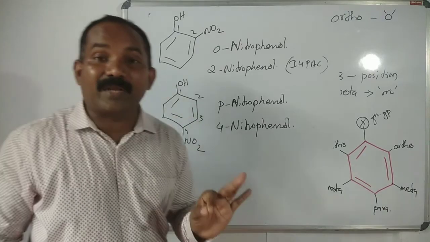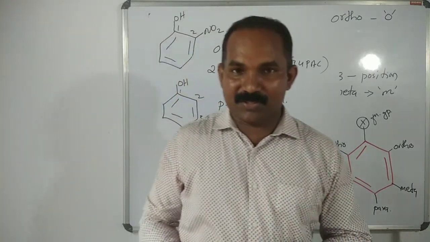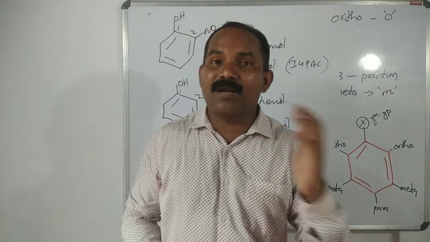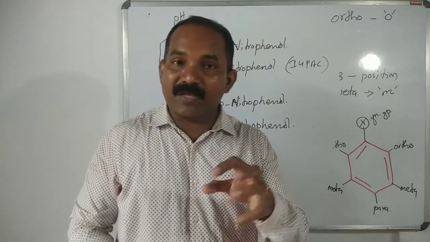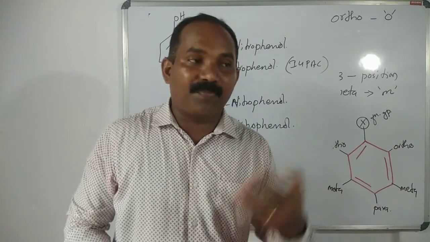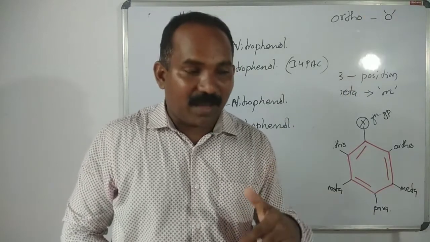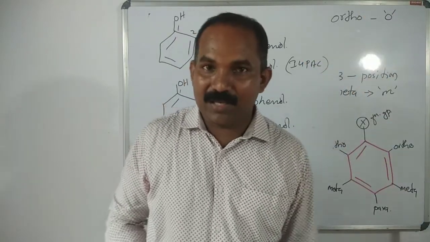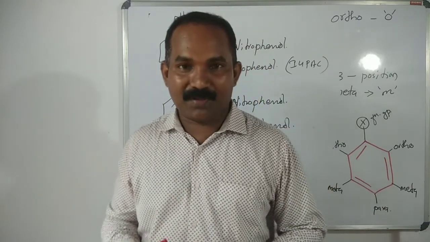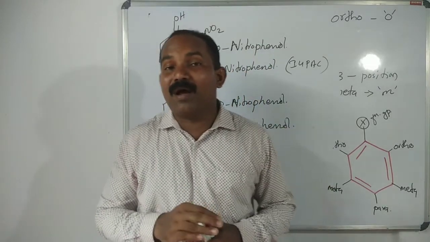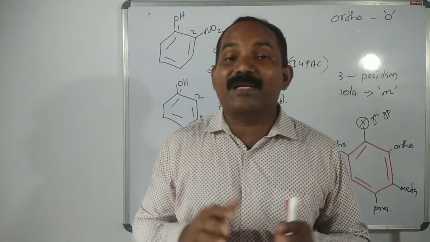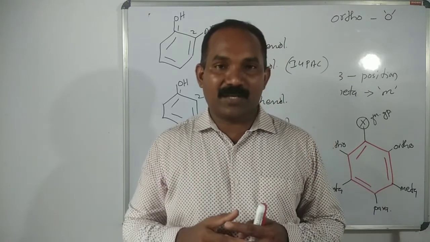And these two are separated by steam distillation because orthonitrophenol is steam volatile. When steam is passed through the mixture, orthonitrophenol, with a low BP, is steam volatile and comes out fast. That's why steam distillation can be used. Okay, so these are some important examples which contain polyfunctional groups.